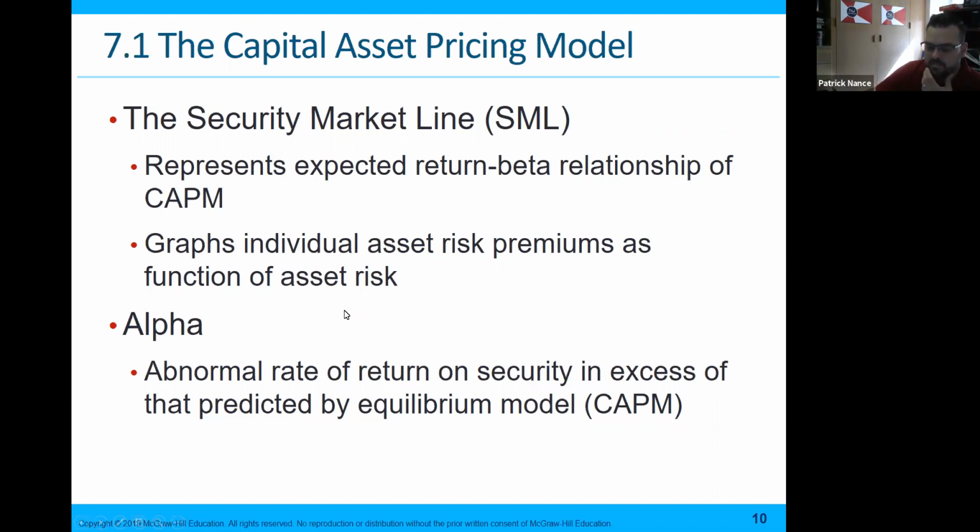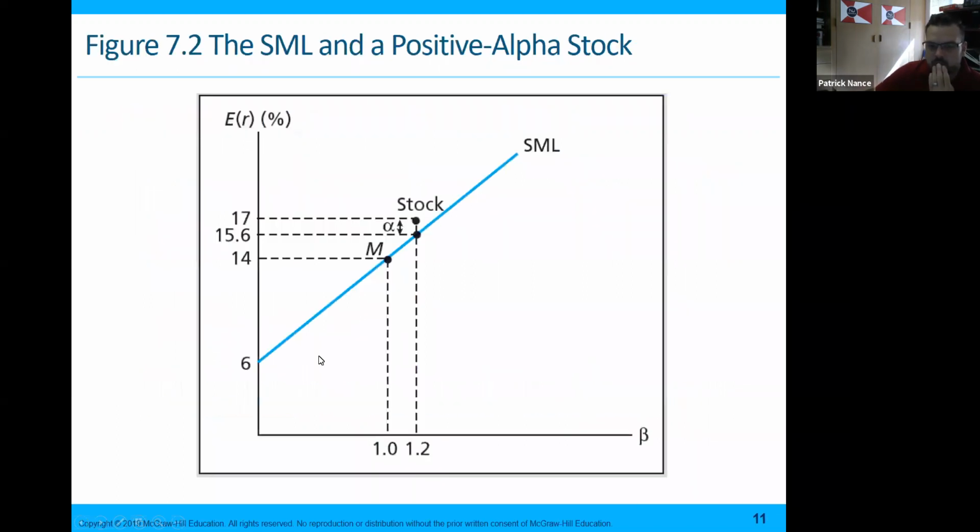So if I had a beta for a stock, or even a group of stocks, and the return goes beyond that, the difference, or how far beyond it has gone, is called the alpha, the abnormal rate of return. So here's my alpha right here. My expected return is 15.6. My alpha in this case would be this 1.4. And my beta, excuse me, is 1.2 in this case.